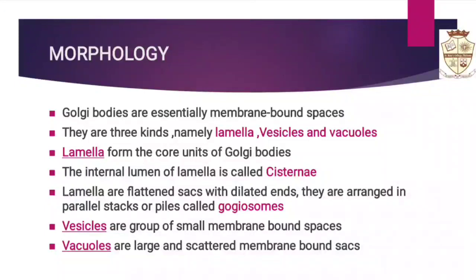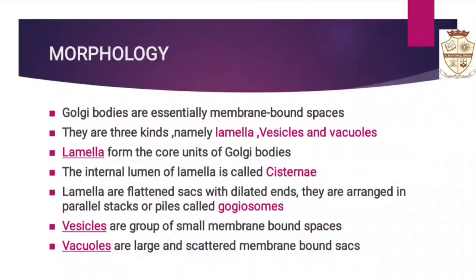The morphology or structure of Golgi bodies. Golgi bodies are essentially membrane-bound spaces. There are three kinds, namely lamellae, vesicles, and vacuoles. We know that lamellae form the core units of Golgi bodies. The internal lumen of lamella is called cisterna.